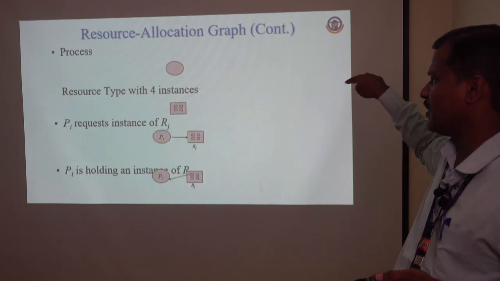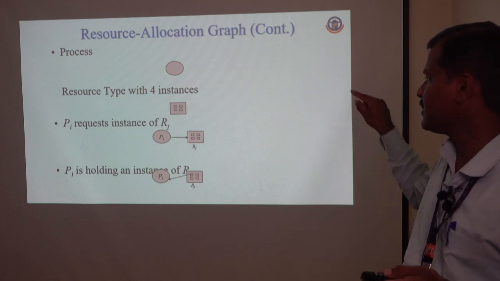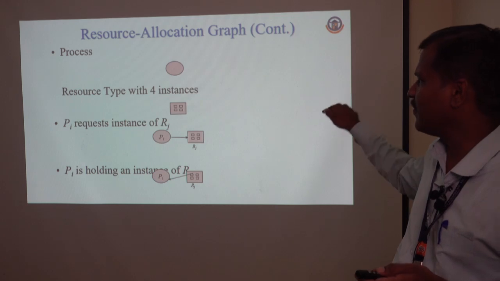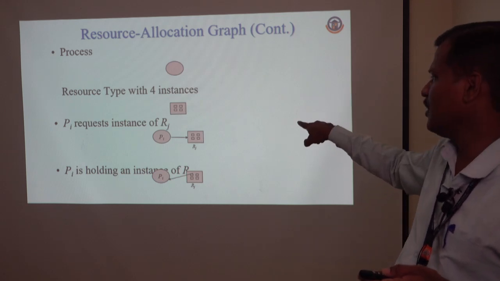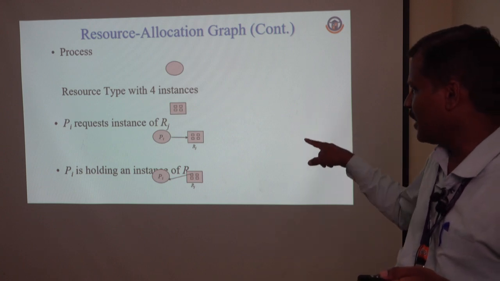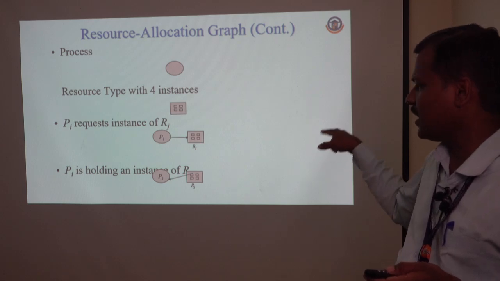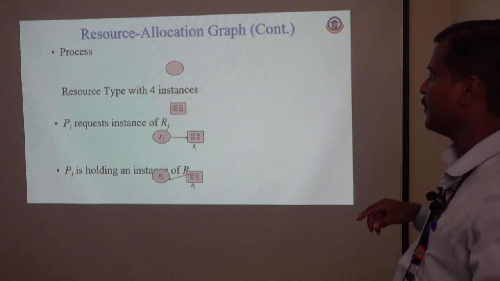How do we show deadlock through the resource allocation graph? A process is shown as a circle, a resource is shown as a rectangle or square, and instances are shown inside the resource. That is the requesting edge: process Pi requesting the Rj resource. Then the holding edge: process Pi holding the Rj resource. We have already seen these in the diagram.